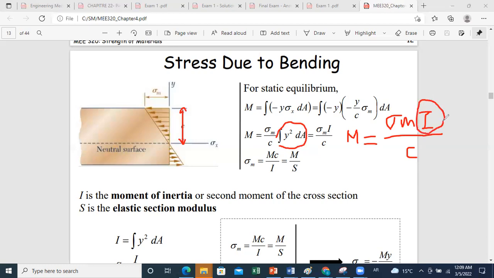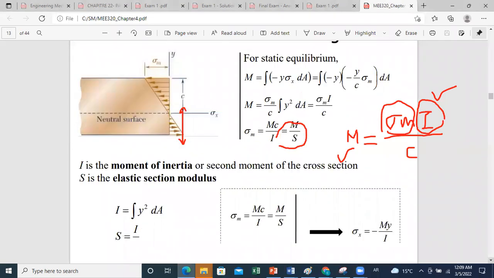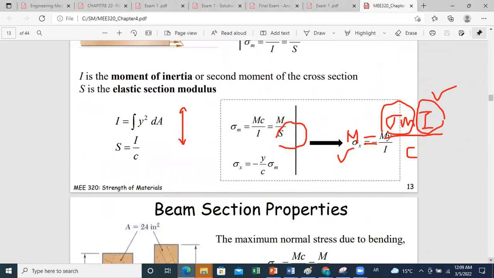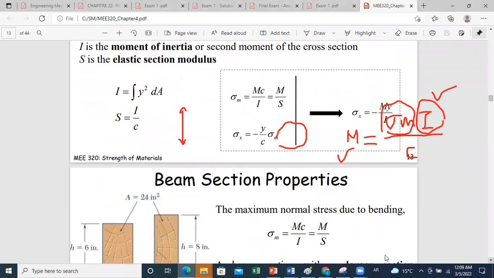So with this formula, if we know the bending moment value, and of course, knowing the geometry of the cross section, we can get the value of I. This will allow us to determine what is the maximum developed stress in our cross section. Okay, so let us consider the following case. Just in summary, these are the main formulas we developed until now.